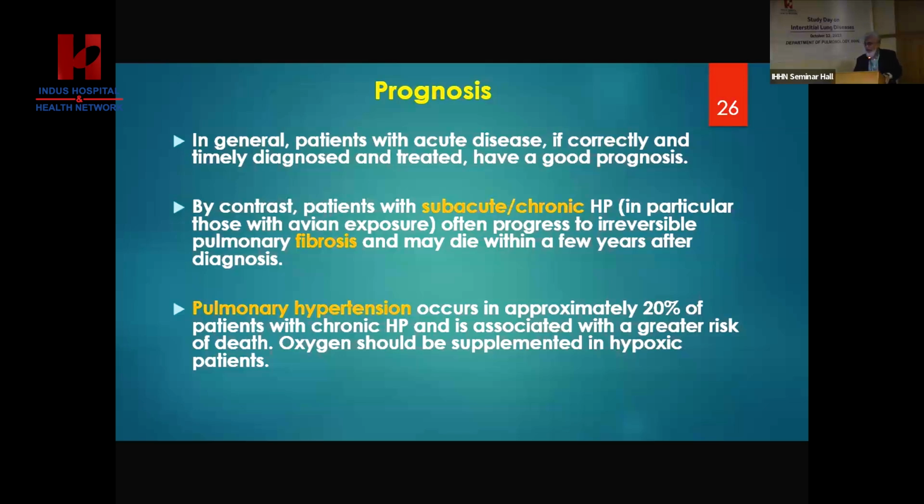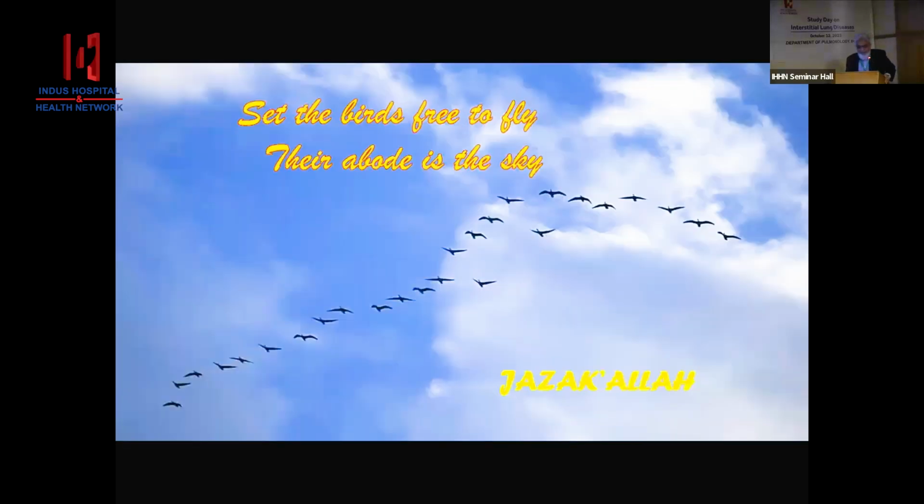Pulmonary hypertension was, again, one thing that came out clearly in our data. 20% is probably an international figure, but we have had more than 40% of pulmonary hypertension with HP in our cases, and about 18% of them were severe pulmonary hypertension with a pulmonary artery pressure greater than 55 millimeters of mercury. With that, I come to the end.